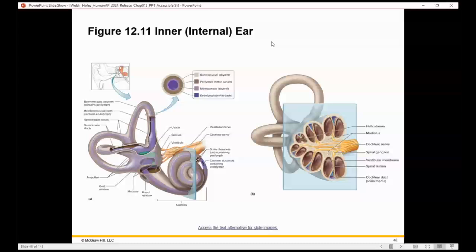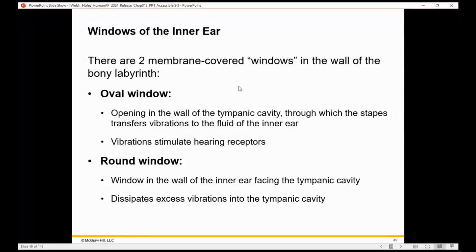This figure shows you the parts of the internal ear. There are two membrane-covered windows in the wall of the bony labyrinth. The oval window is an opening in the wall of the tympanic cavity through which the stapes transfers vibrations to the fluid of the inner ear. Vibrations stimulate the hearing receptors. Then you have the round window. This is a window in the wall of the inner ear facing the tympanic cavity. It dissipates excess vibrations into the tympanic cavity.